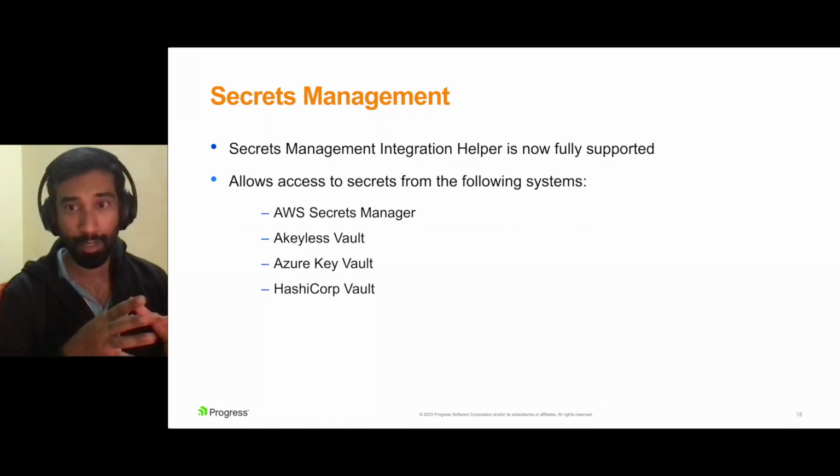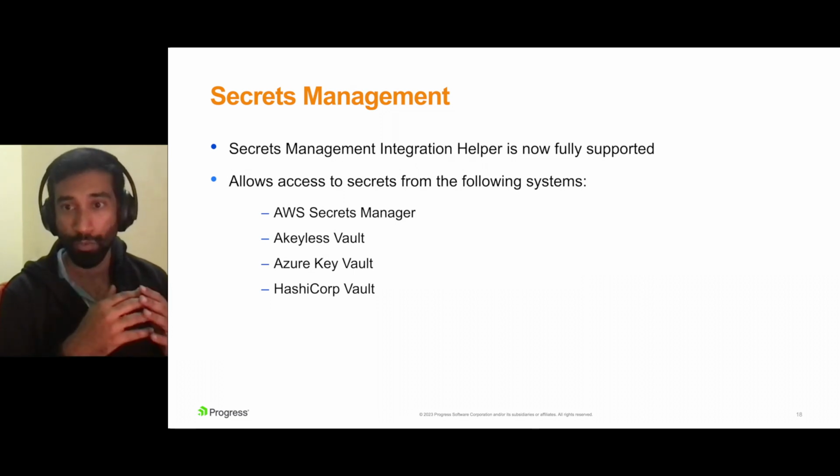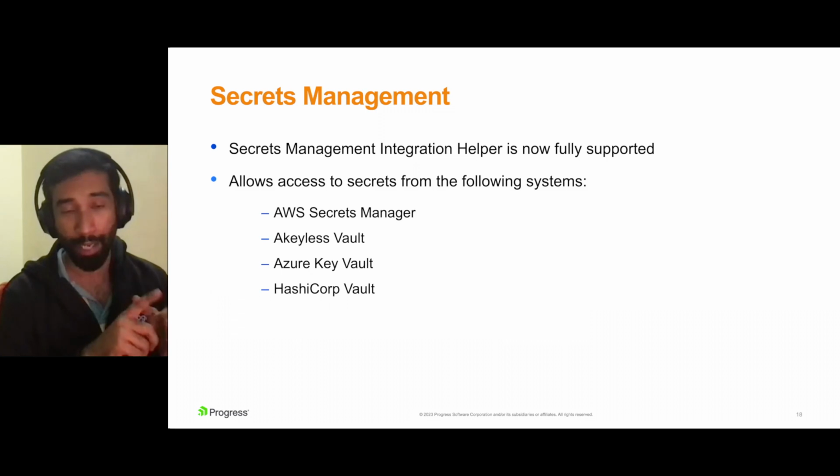With these helpers, customers can now directly fetch the secret they require for the context of that recipe or resource from the vendor of their choice. At present, we support AWS Secrets Manager, Akeyless Vault, Azure Key Vault, and HashiCorp Vault.